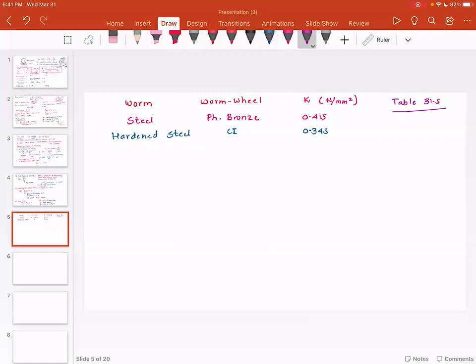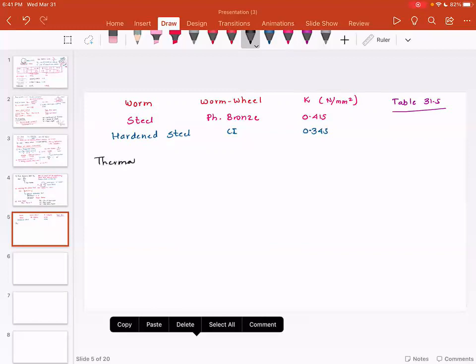Now, the thing that is different in worm gear design is that we need to look at the heat dissipation, so thermal dissipation. So we need to perform thermal analysis.